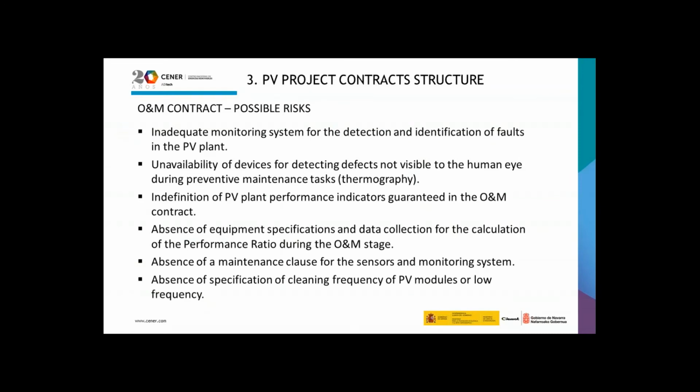The possible risks in the O&M contract are the inadequate monitoring system for the detection and identification of faults in the PV plant, the unavailability of devices for detecting defects not visible to the human eye during preventive maintenance tasks, for example, the thermographic equipment, the indefinition of PV plant performance indicators warranted in the O&M contract, the absence of equipment specifications and data collection for the calculation of the performance rating during the O&M stage, the absence of a maintenance clause for the sensor and monitoring system, and the absence of a specification of cleaning frequency of PV modules or low frequency.